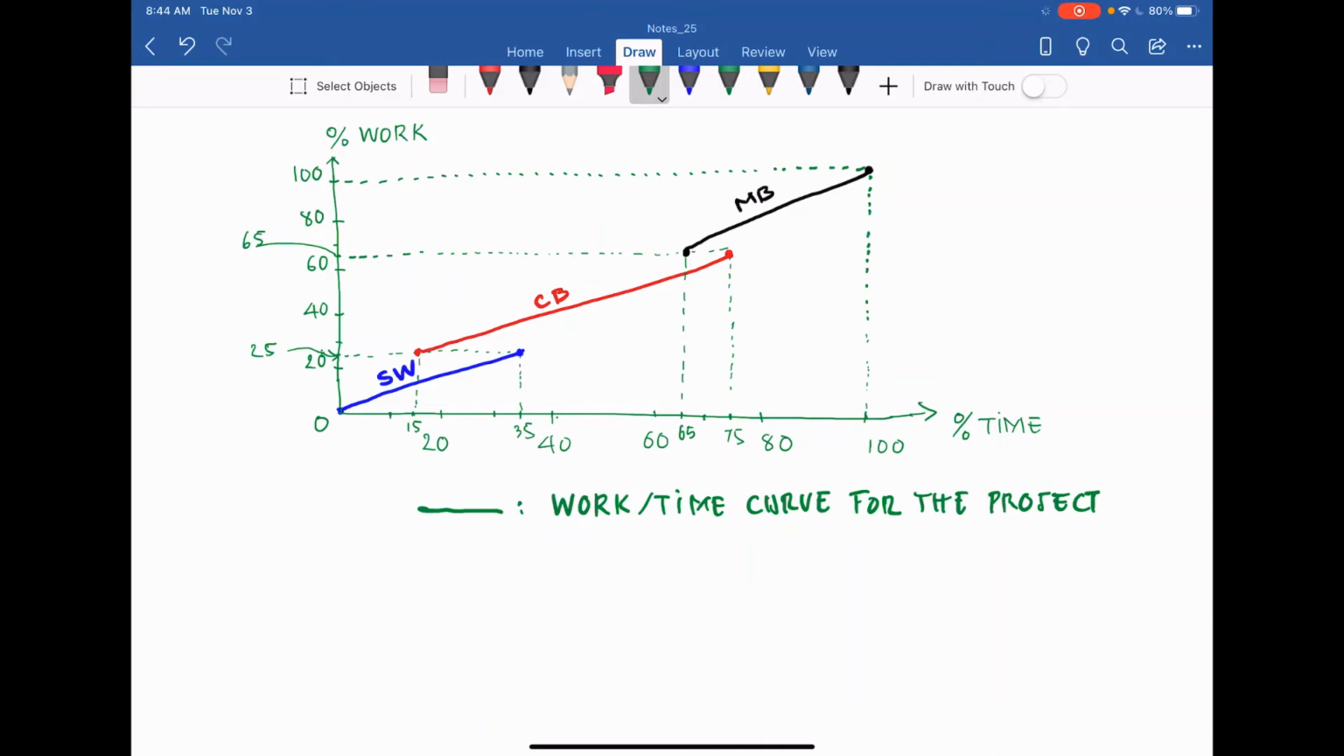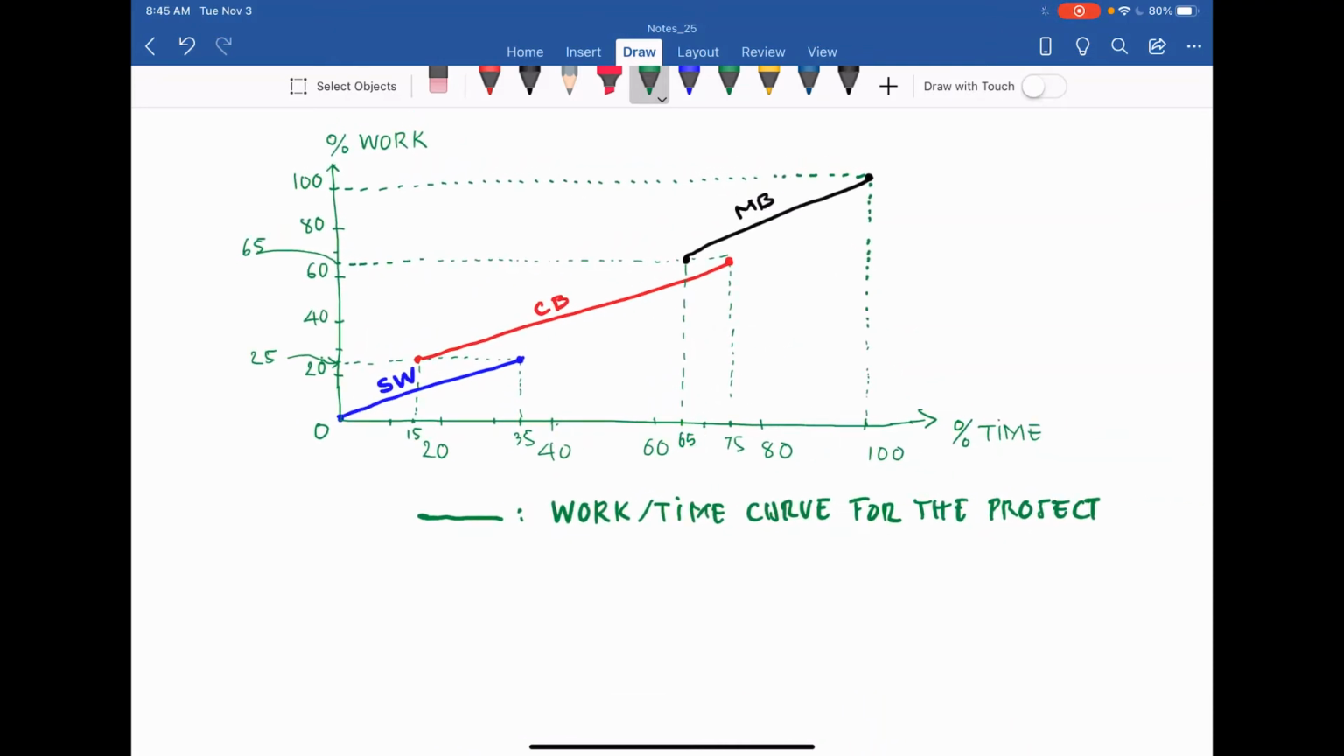For the time from 0 to 50% for this project, there is only the site work. So, as you can see, the work time curve for the project is the same as the site work. Now, between the 15% time and 35% time of the project time, there are two works involved: the site work and the concrete building. So they overlap.